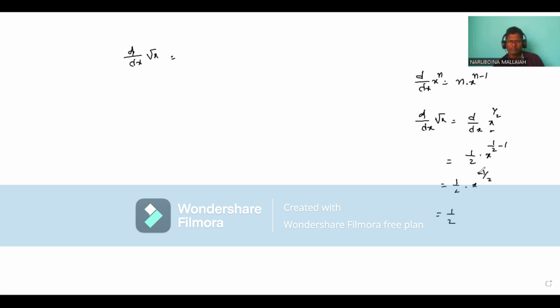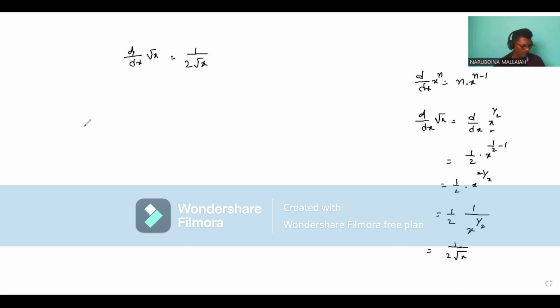Whenever we have a negative power in the numerator, write it in the denominator, that is 1 by x to the power of plus 1 by 2. Now 1 by 2 x to the power of 1 by 2 is written as root x. That means the derivative of root x is 1 by 2 root x. Remember this. Now using this, let us solve this question. So the derivative of root x with respect to x is 1 by 2 root x.